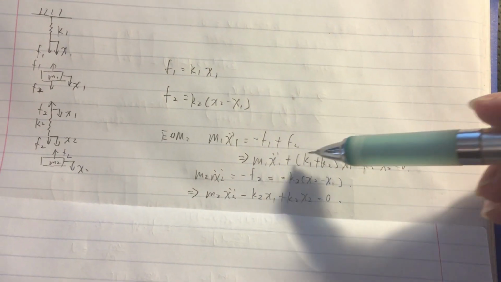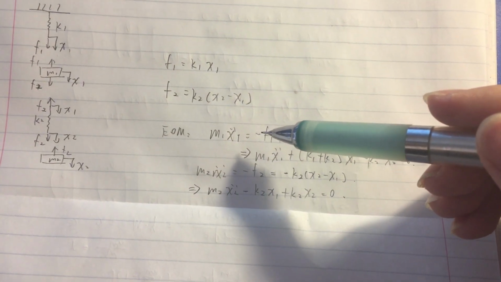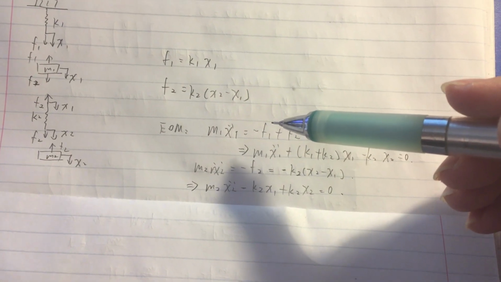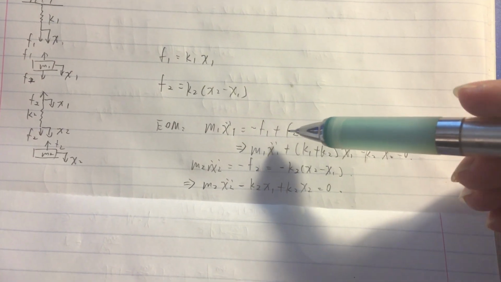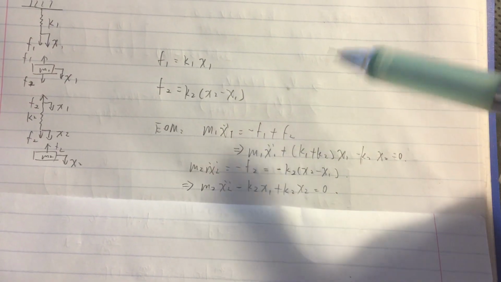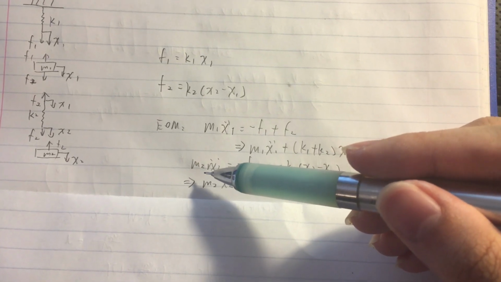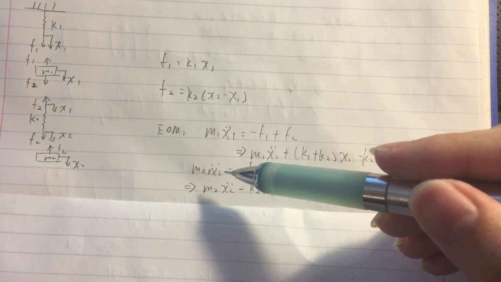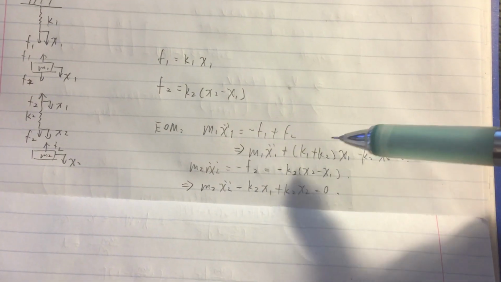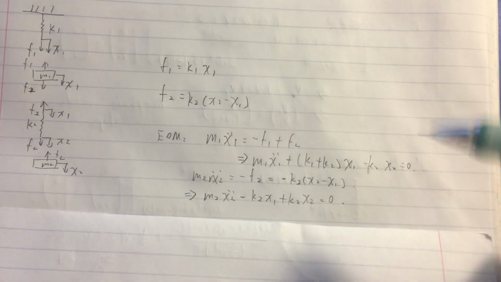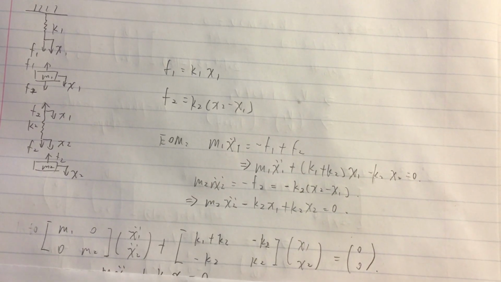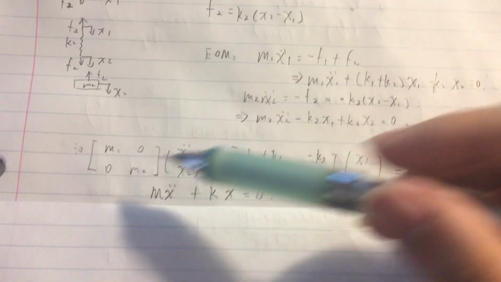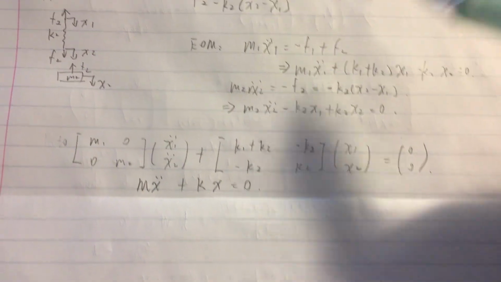Then we can get the equations of motion of M1 and M2. M1 x1 double dot equals minus F1 plus F2, and M2 x2 double dot equals minus F2. Then we write these equations into matrix form, and so we get this form.